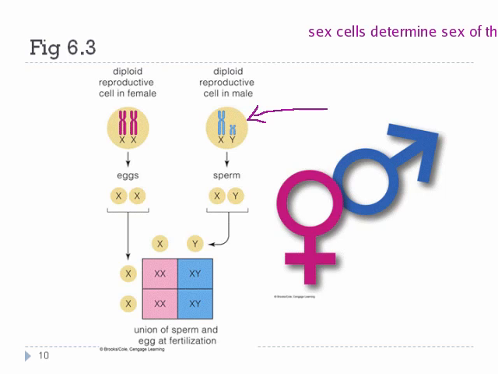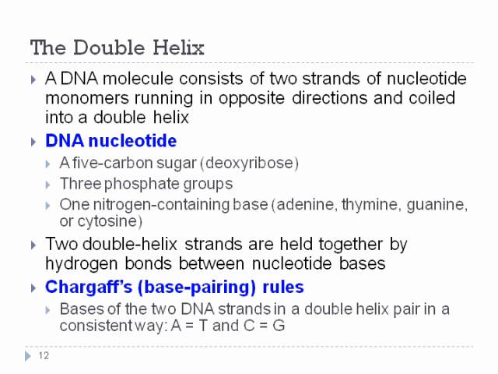So what they're representing to you in these cells are sex chromosomes, X and Y chromosomes. And those chromosomes are long strands of DNA. So we can look a little more at that DNA structure. A DNA molecule is two strands of nucleotides that are held together. They run in opposite directions, and they're coiled into a double helix.